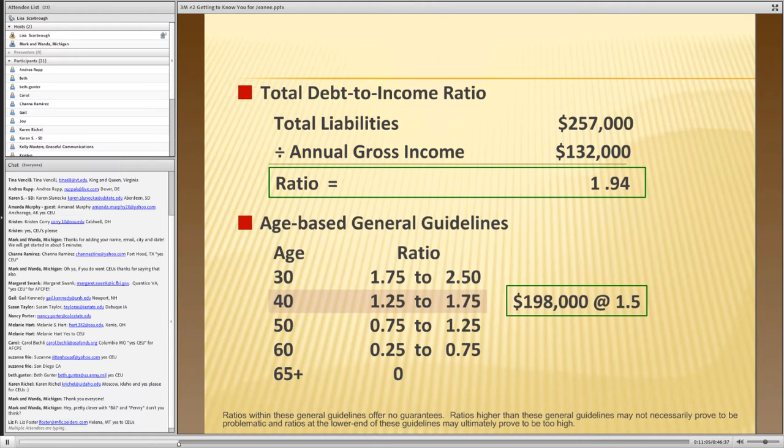Now, these ratios, they're just general guidelines, so I don't want you to get all freaked out about them. You don't need to. Ratios that are higher than these general guidelines may not necessarily prove to be problematic, and ratios at the lower end, I don't mean it's an all clear for you either. These are just general guidelines.